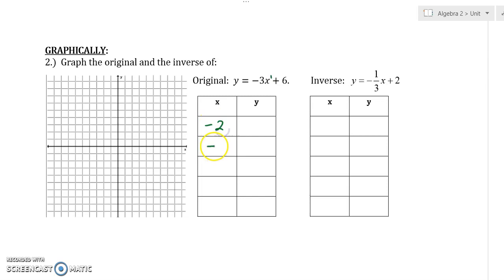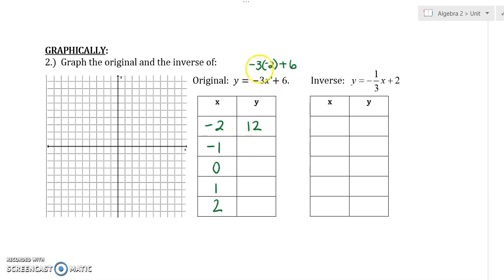So I'll do -2, -1, 0, 1, and 2. 2 negatives, I usually do 0 and 2 positives. And then I'm going to substitute it in. So it'd be -3 times -2. I'll just show you only one of them. Plus 6. Well, that's positive 6 plus another 6 is 12. A little bit off the chart, so I might not be graphing that one.